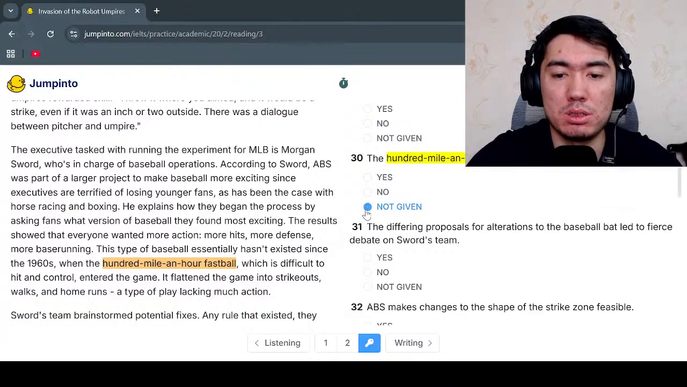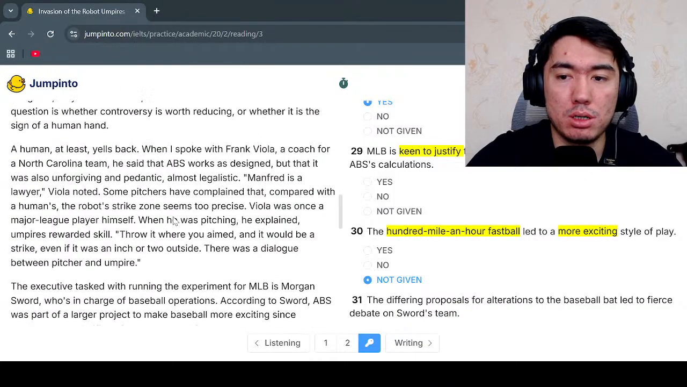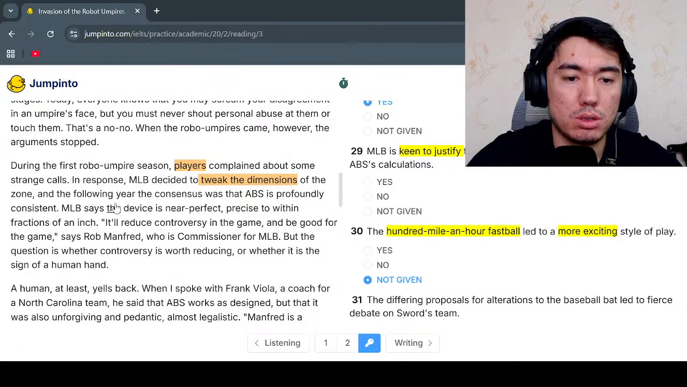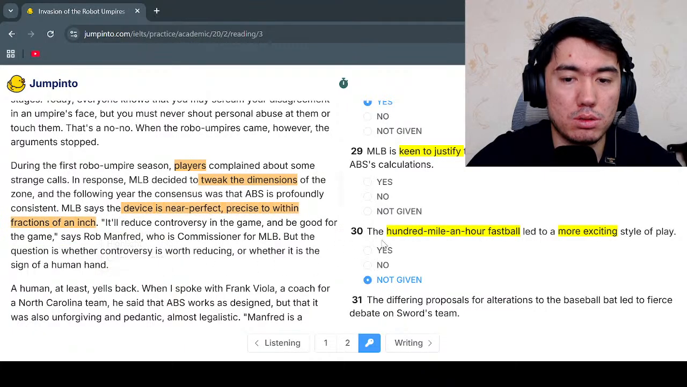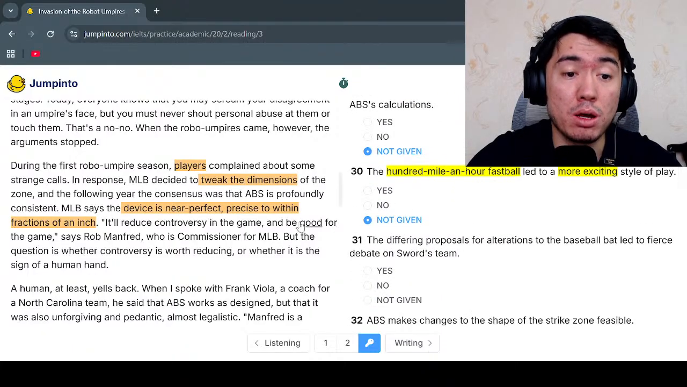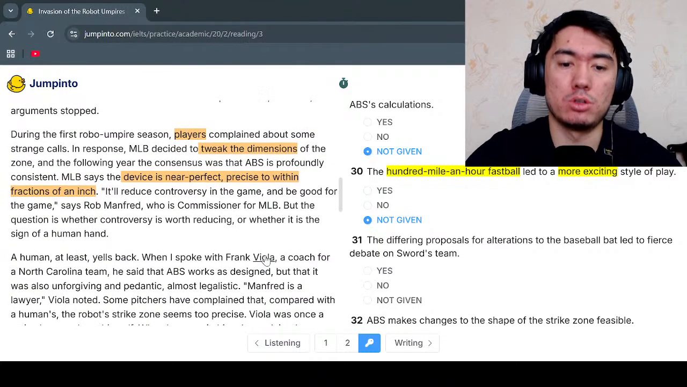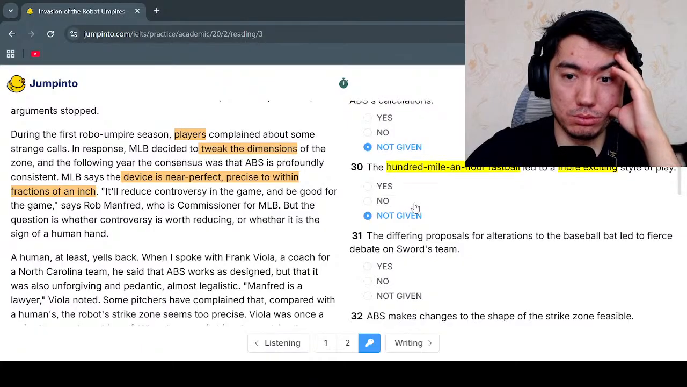So it's not given on the accuracy of ABS's calculations. So it's perfect, but there's nothing about the money that was spent on it and how or whether these guys are trying to justify that money. It's not, no, it's not given.